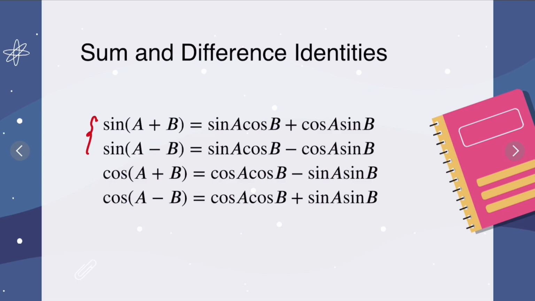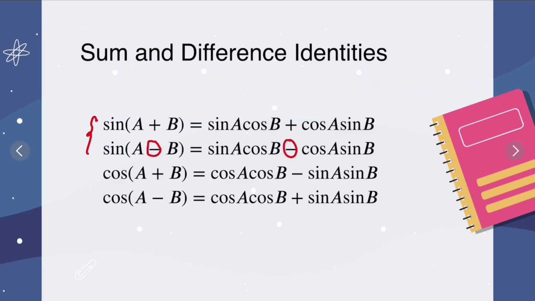If we want to get the sine of a plus b, what we will do is to get the sine of a, multiply it to cosine of b, then add it to the product of cosine a and sine b. The pattern for sine of a minus b is the same. The only difference is the sign that we use. Since this one is negative, we will be using negative here also.